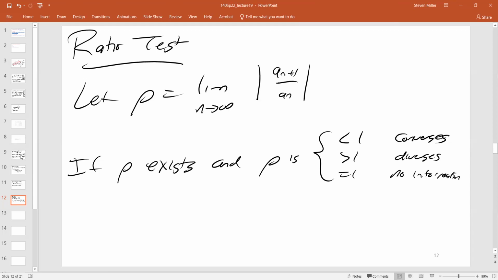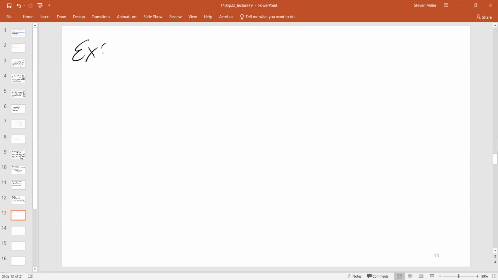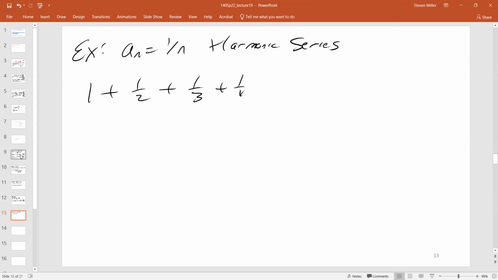One. Because if you get the value of 1, you don't know if it converges or diverges. So for example, let's let a_n equal 1 over n. This is the harmonic series. It turns out this series diverges. So we have 1 plus a half plus a third plus a fourth plus a fifth, sixth, seventh, eighth, ninth, and so on.